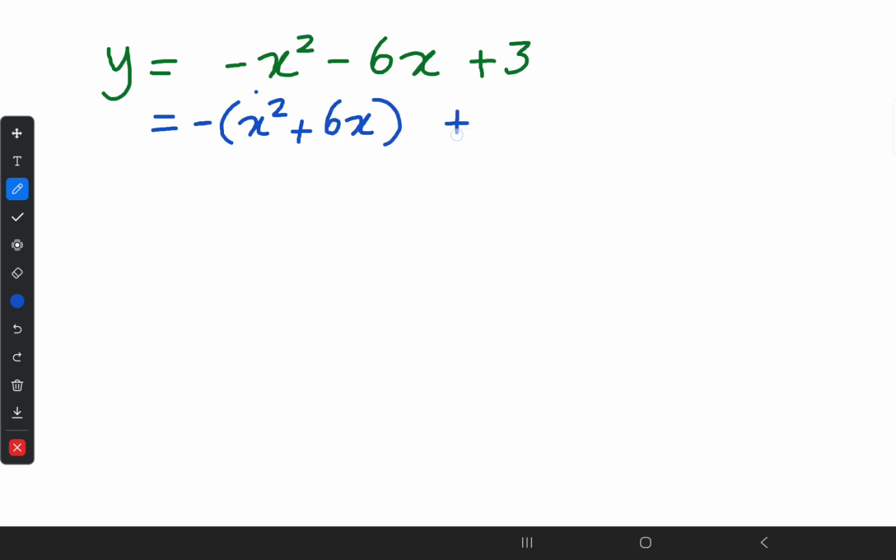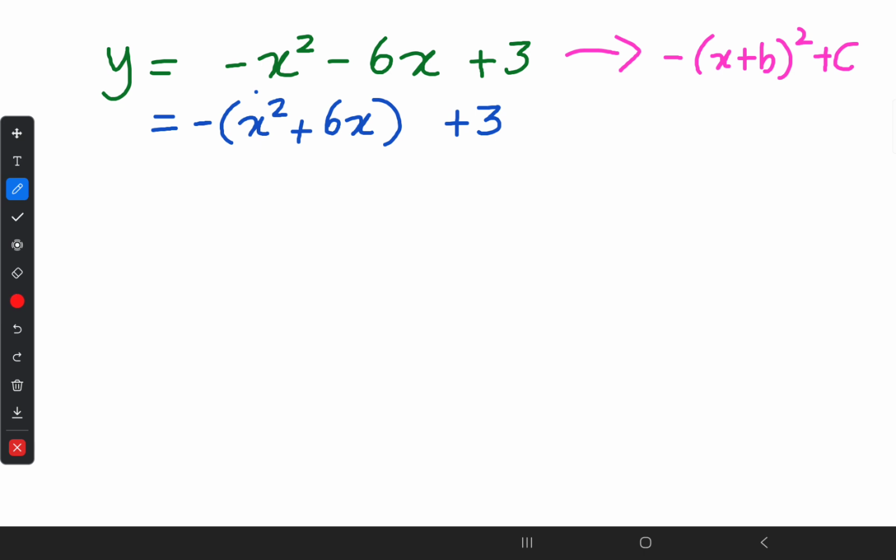This plus 3 remains the same. Now look at this inner function. Don't worry about this one, because we discussed the second type of factorization. You can make it as negative (x plus b) whole square plus c. This is the second type. Previously, the two questions we discussed were type 1. This is about type 2.